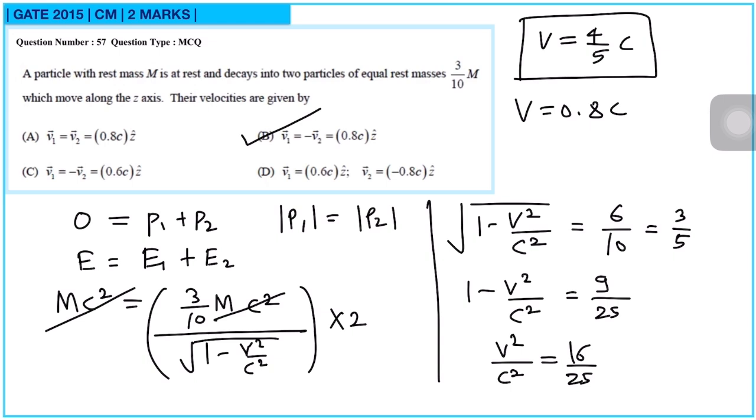So these were all the questions from the classical mechanics part from the GATE 2015 paper.